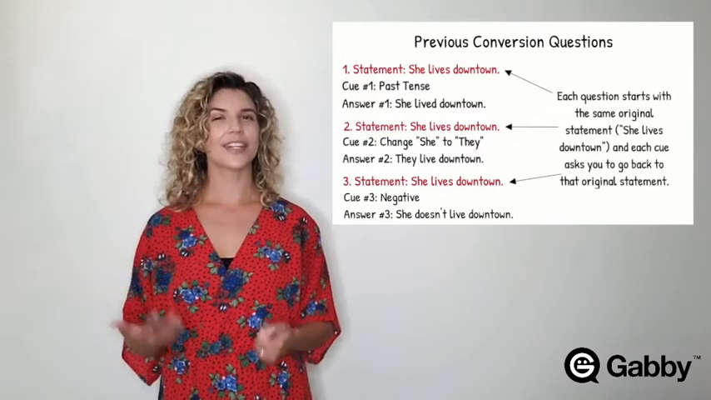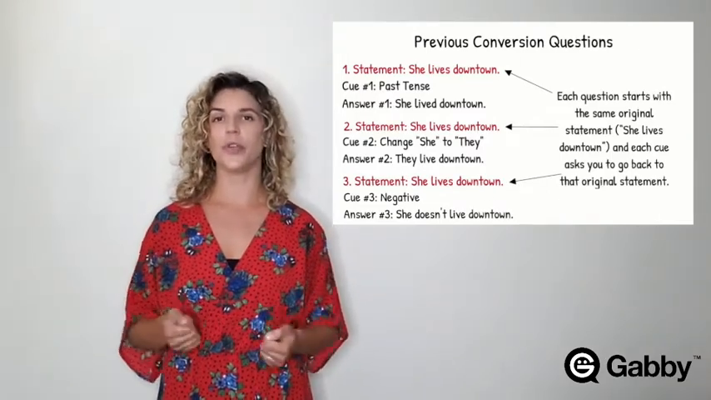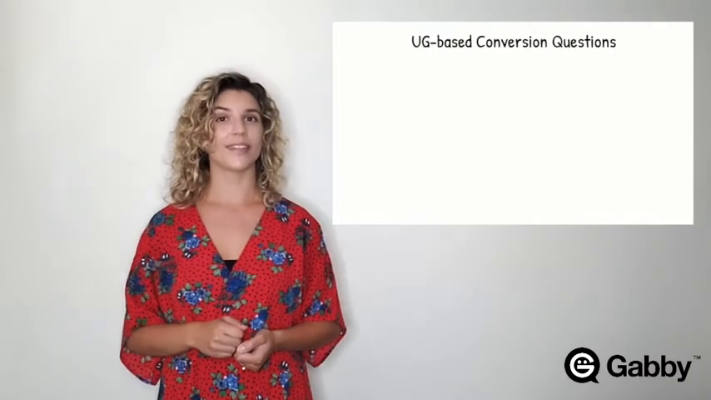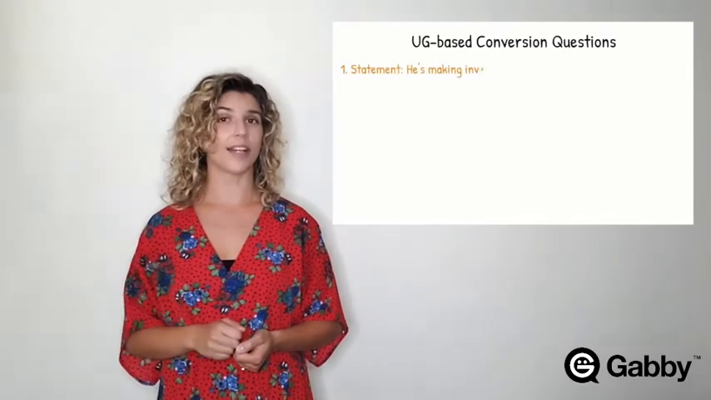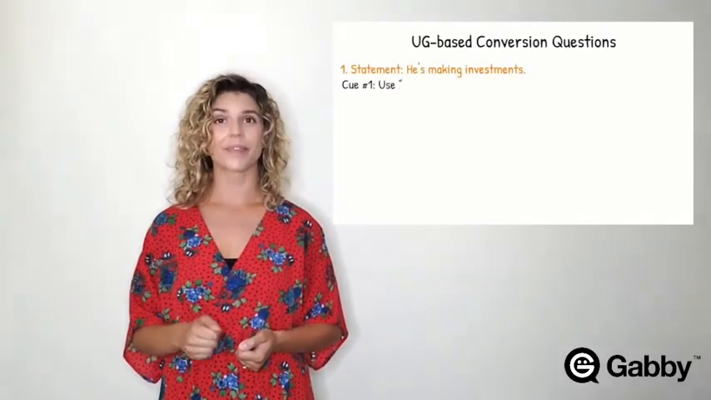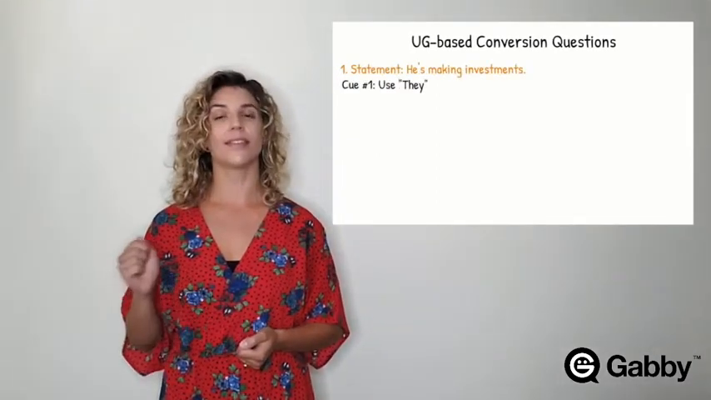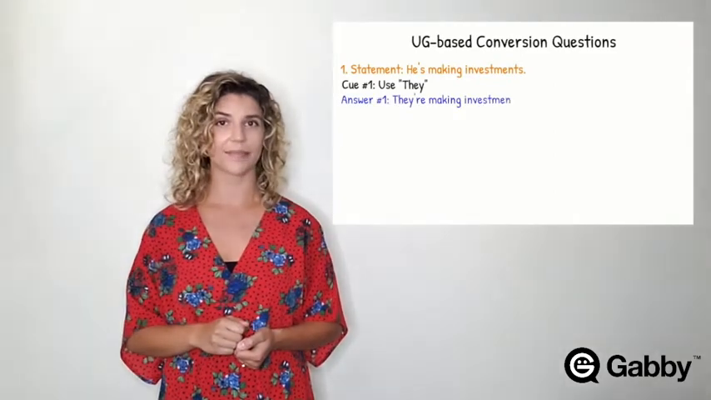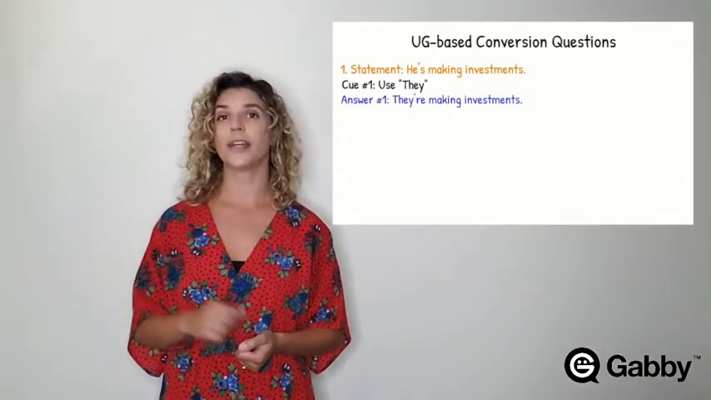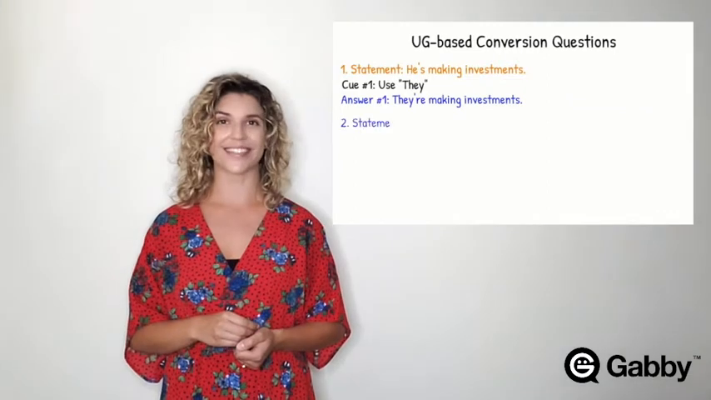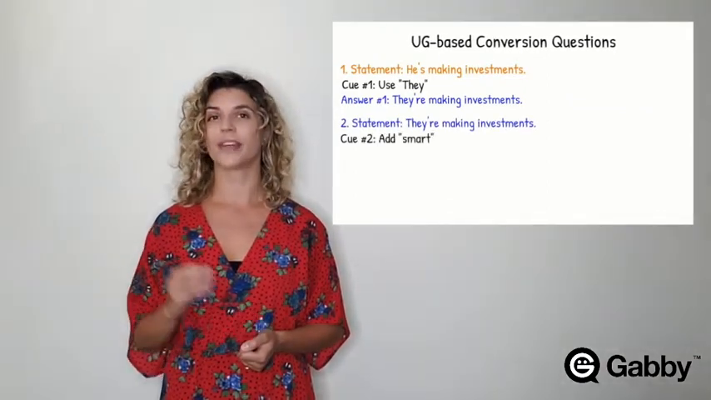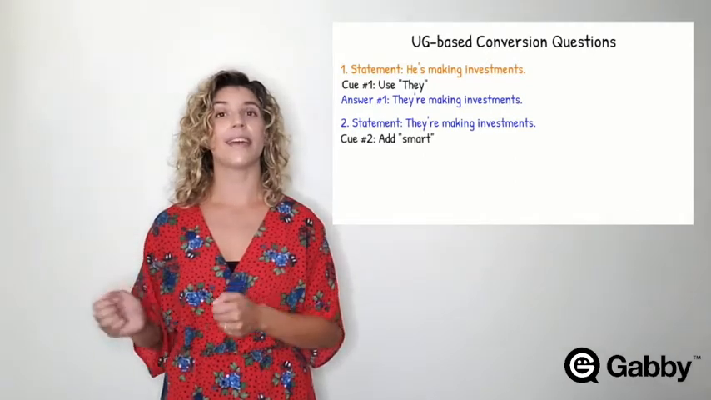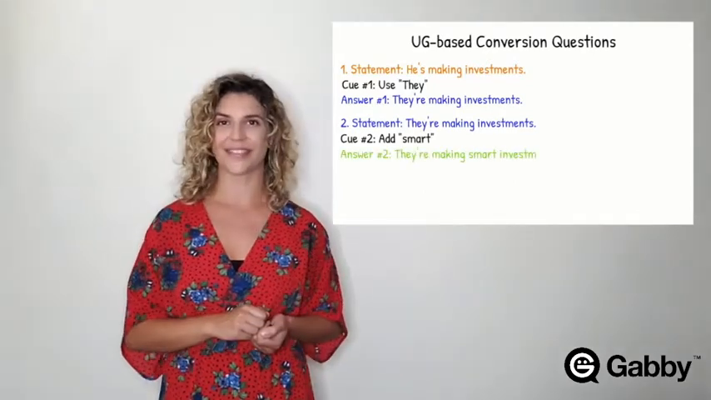Now, let's take a look at an example of a new UG-based conversion question. Statement number 1, he's making investments. Cue number 1, use they. Answer number 1, they're making investments. Statement number 2, they're making investments. Cue number 2, add smart. Answer number 2, they're making smart investments.